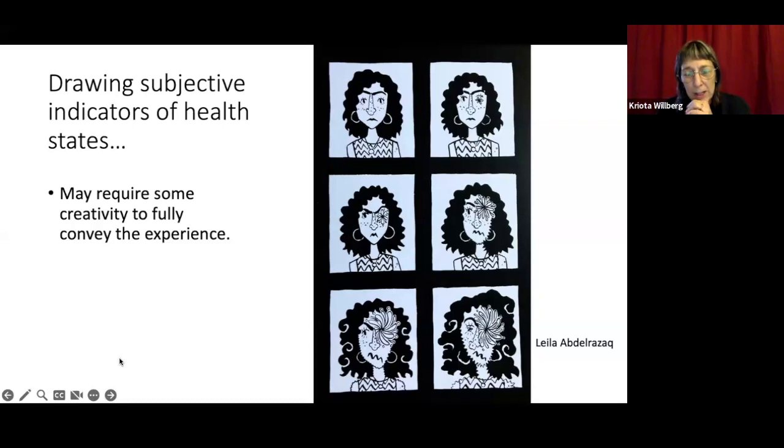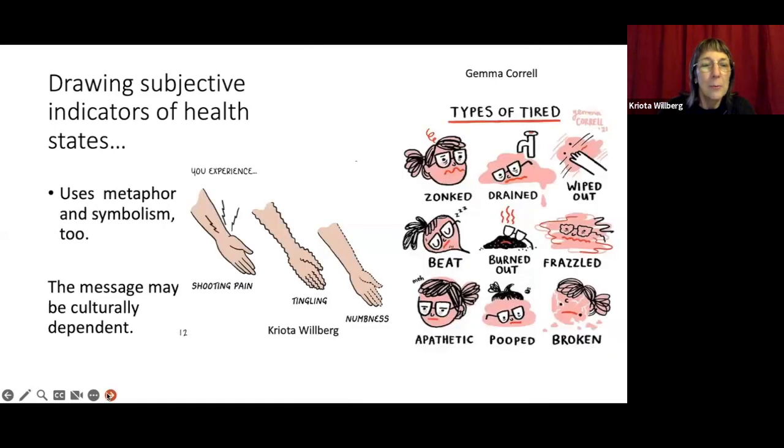And it's really good. As the book progresses, actually, when I have a migraine, I can't look at her drawings because they start to trigger for me, but they're very creative and really, really great. So we can also use metaphor for subjective states and symbolism as well. And again, messages may be culturally dependent, but we can always give it a shot and then see what message people get. And then if we need to, we can change it or not.